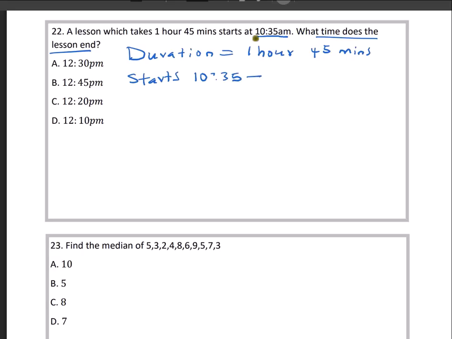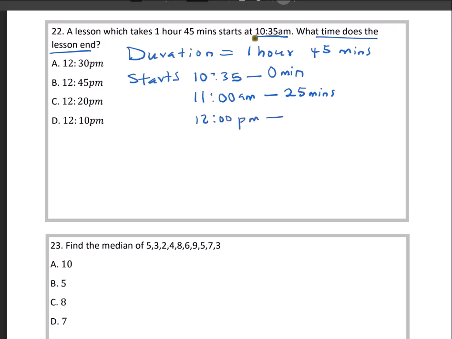So as at 10:35, that's just starting, let's say it starts with 0 minutes. If we now go from 10:35 to 11 a.m., we're in a.m., from that time to 11 a.m. should be 25 minutes. I hope this is making sense to you. So 25 minutes is gone, and then out of 1 hour 45 minutes, we still have 1 hour 20 minutes. Let's add another 1 hour here. So let's say 12:00 p.m.